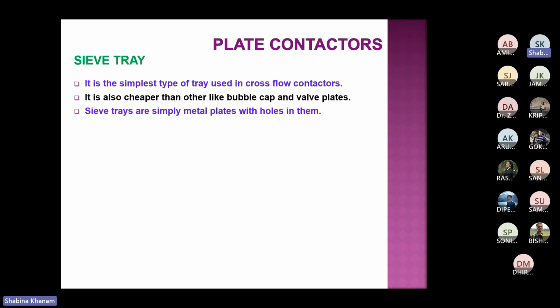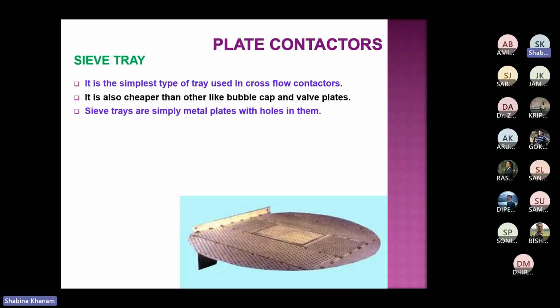Which tray do we call a sieve plate or sieve tray? These are simply metal plates with holes in them. If you have a metal plate and you prepare holes in it, that we call the sieve tray, as you can see over here. This is a very simple type. Simply the plate is there and we have the holes, and you can see here this is the section where holes are not available. So this is the calming zone along with the periphery.